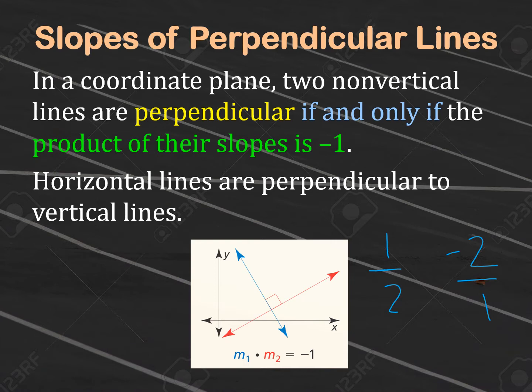So if you had a slope of -3, the negative reciprocal of that would become 1/3. It's positive because 3/1 becomes 1/3, and then you flip the sign from negative to positive. So slopes of perpendicular lines are negative reciprocals of each other. If you multiply their slopes together, it equals -1.